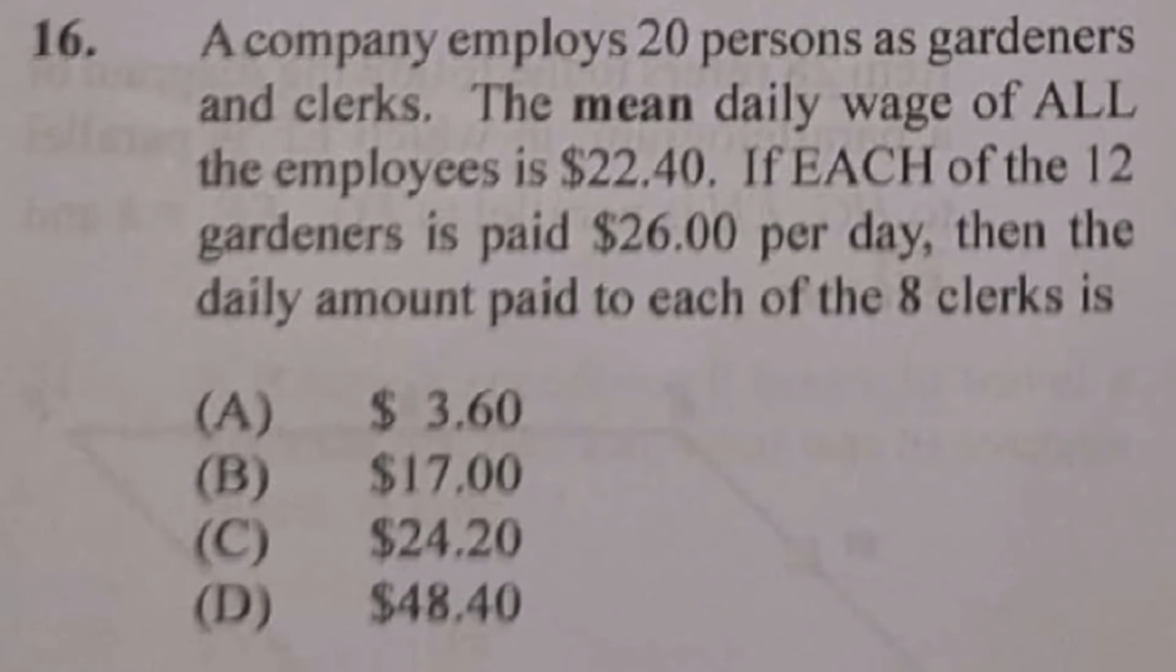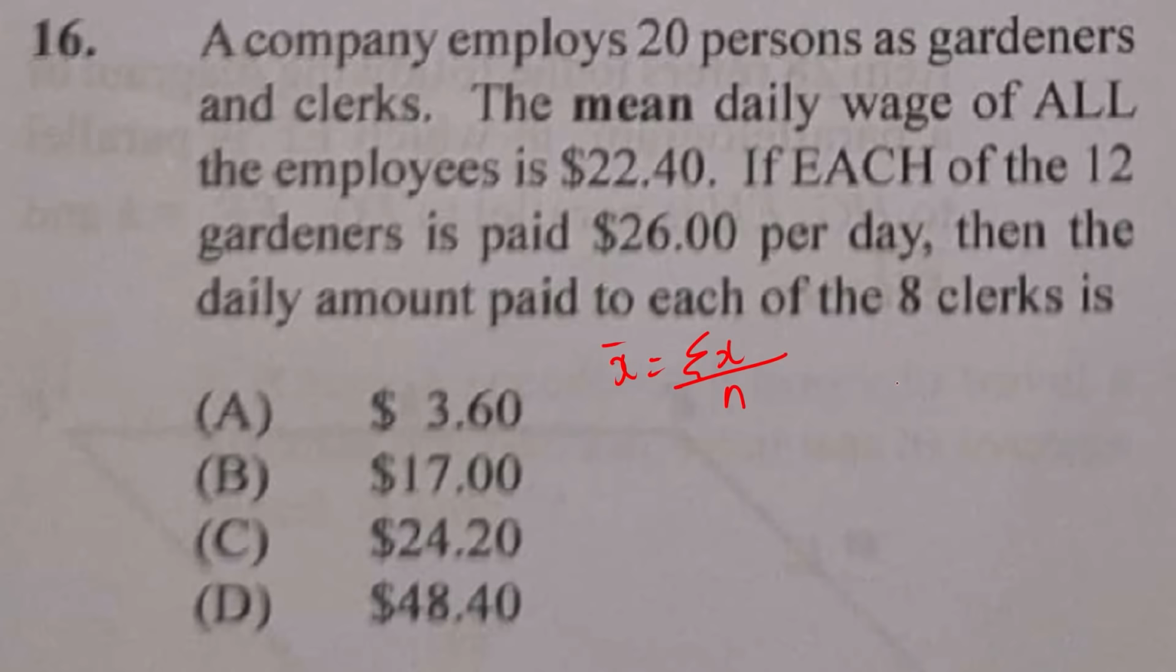Now, a company employs 20 persons as gardeners and clerks. The mean daily wage of all the employees is $22.40. Each of the 12 gardeners is paid $26 per day. Then the daily amount paid to each of the 8 clerks is? Alright, let's look at the formula for calculating the mean. The mean is equal to the sum of all the x over n, which is the number of numbers. Let's write out what we have.